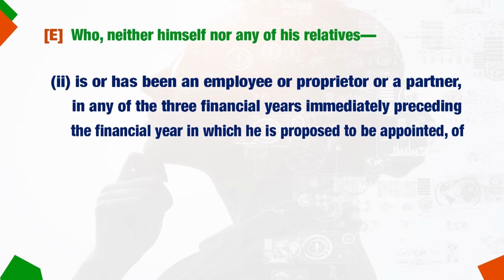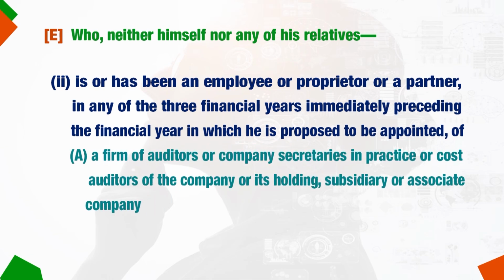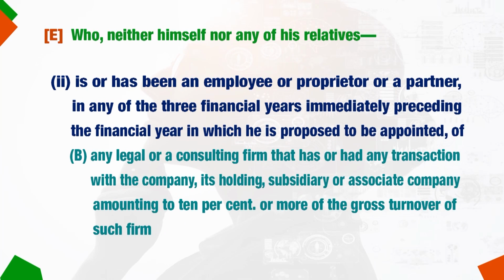Next, number 2, is or has been an employee, proprietor or a partner in any of the 3 financial years immediately preceding the financial year in which he is proposed to be appointed, of A, a firm of auditors or company secretaries in practice or a cost auditor of the company or its holding, subsidiary or associate company, or number B, any legal or consulting firm that has or had any transaction with the company, its holding, subsidiary or associate company amounting to 10% or more of the gross turnover of such firm.